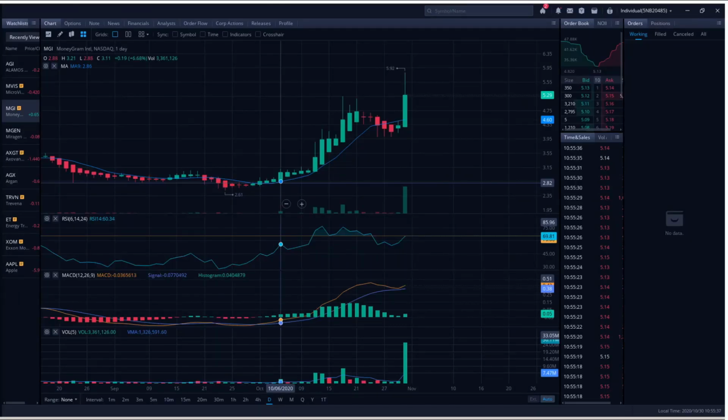All right, so if we look at this chart right here, this is our 9-minute SMA line, or simple moving average line.